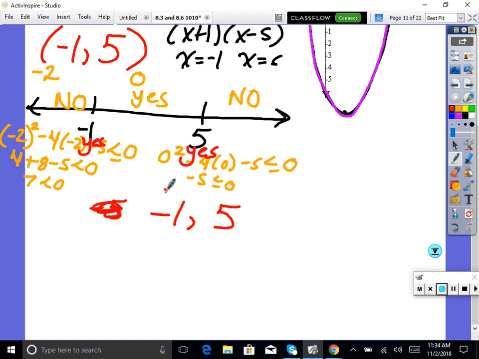And then the yeses mean brackets. So it's the same thing, it's just that we don't have to graph it. Does it kind of make sense? Just testing intervals, seeing where it's yes or no? Okay, and then yeses get to come in our solution set.